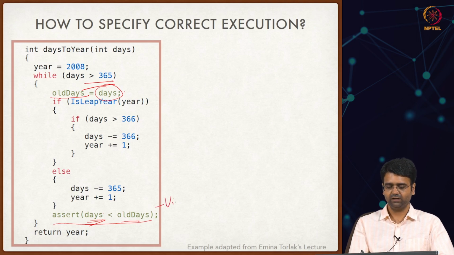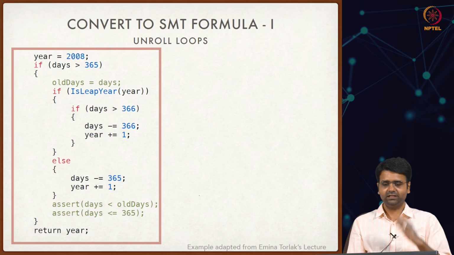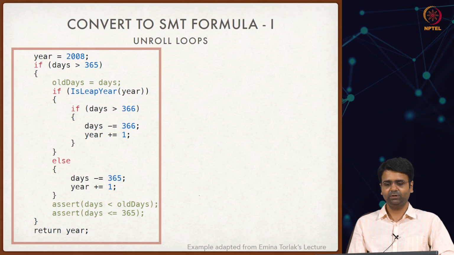So this assertion is violated. So we are looking for violations of this assertion. Okay, so now let's try to step by step convert this particular program into an SMT formula.